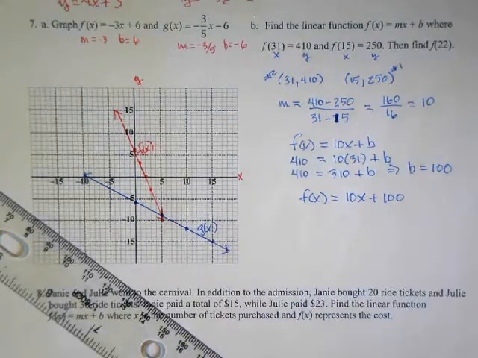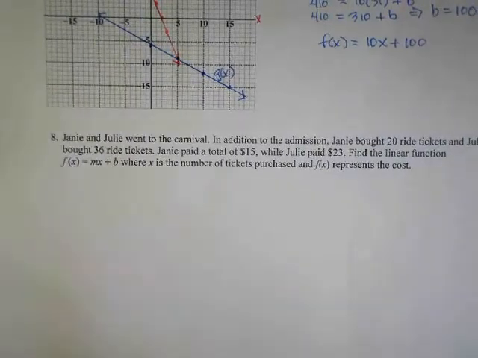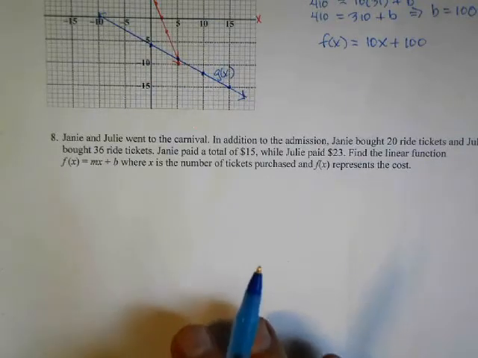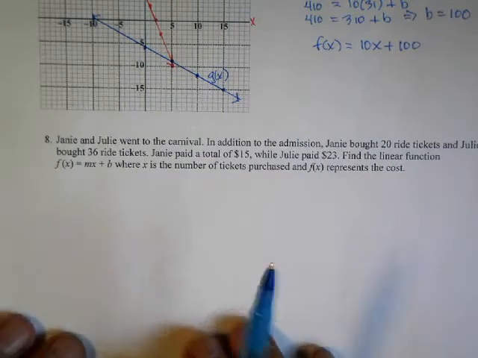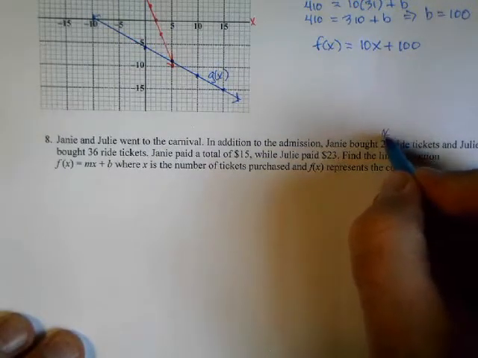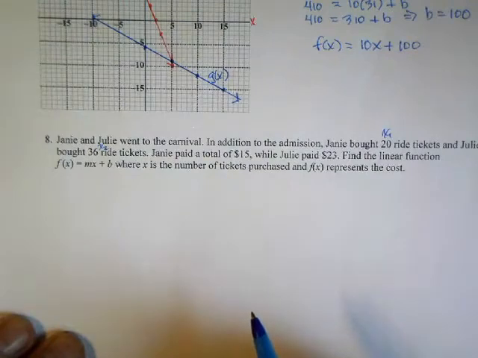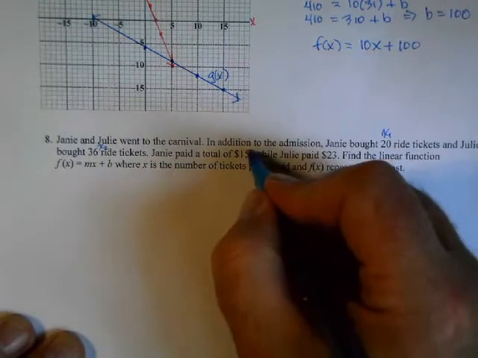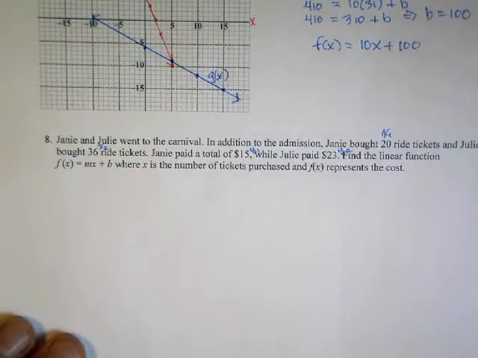Now, this last example is really doing the same thing we just did in part B for number 7, but it's written as a word problem kind of form. So, Janie and Julie went to the carnival. In addition to the admission, Janie bought 20 tickets and Julie bought 36 tickets. And so I'm going to call this x1 and this over here x2. Janie paid a total of $15. So I'm going to call that y1. And Julie paid $23, y2. Find the linear function f of x equals mx plus b, where x is the number of tickets. So notice 20 ride tickets, that's my x. And the f of x represents the cost.